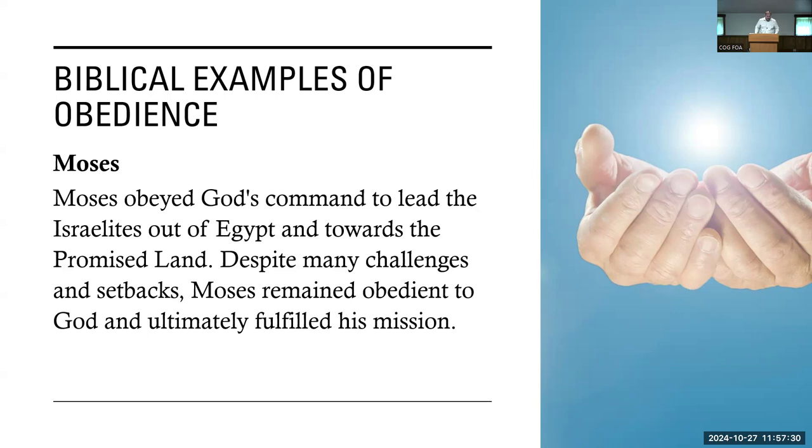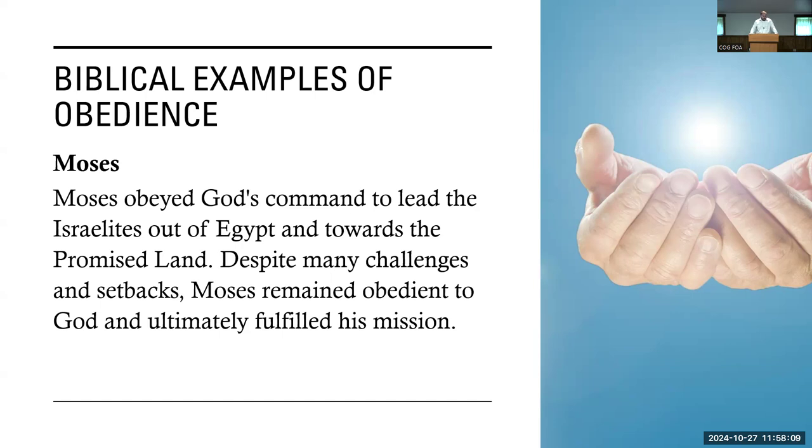And Moses remained obedient to God and ultimately fulfilled his mission. But what happened to Moses right at the end of his mission? He sinned against God. And we know what the result of that was: sin earns death. God told him, you will lead these people, you will get them to the promised land, but you're not going to step foot into it. You're going to die without entering into it. And if that was the end of the story, that'd be terrible.